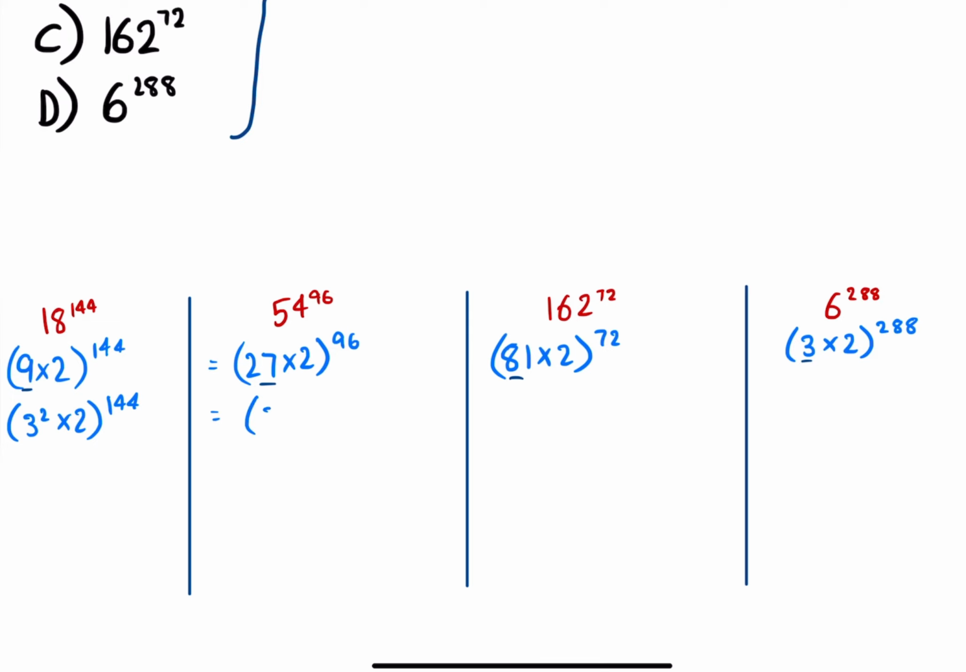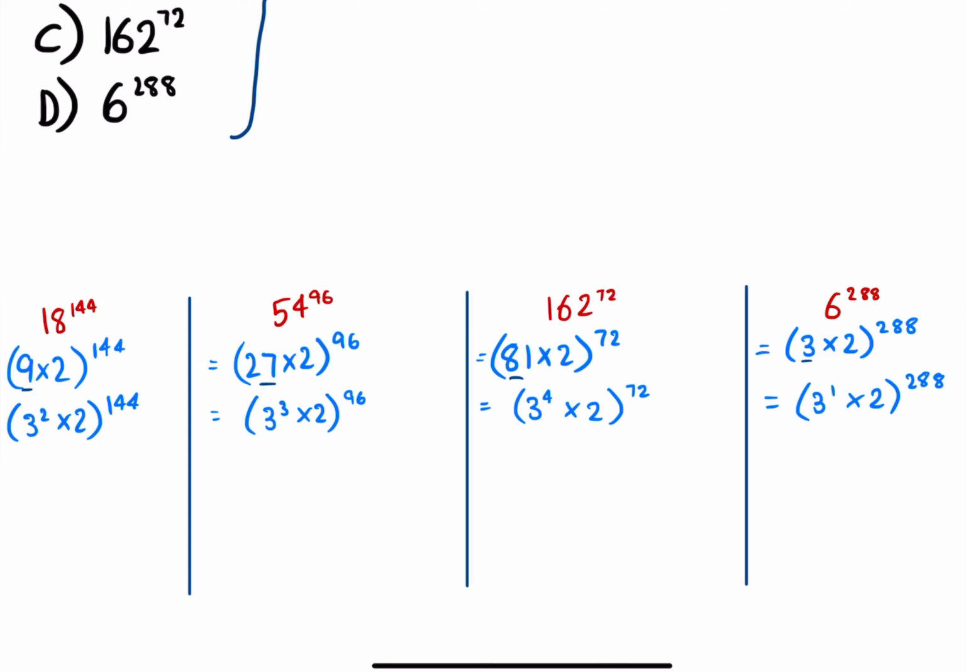Then again, 27 can be written as 3 cubed times 2 raised to the power of 96. Now 81 can be written as 3 raised to the power of 4 times 2 raised to the power of 72. And lastly, 3 can simply be written as 3 to the power of 1, they're the same thing. So 3 times 2 raised to the power of 288.